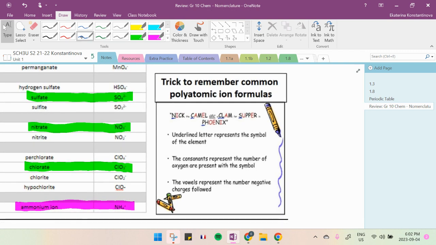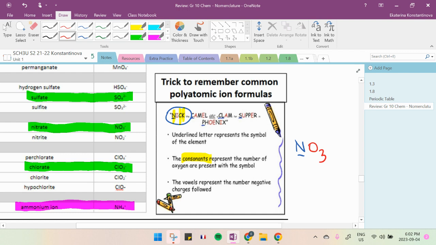So if I take the word Nick, okay, the underlined letter is the symbol of the element. So N is underlined, meaning it is nitrogen. Okay, so that means it's going to be possibly a nitrate. Well, let's see. The consonants represent the number of oxygens present. So I have 1 consonant, 2 consonants, 3 consonants, N, C, and K, meaning that I have 3 oxygens.